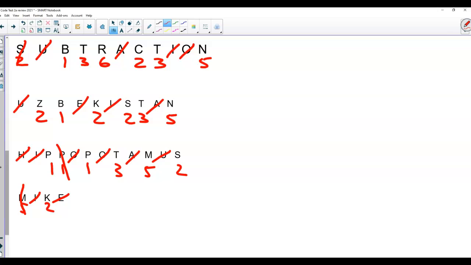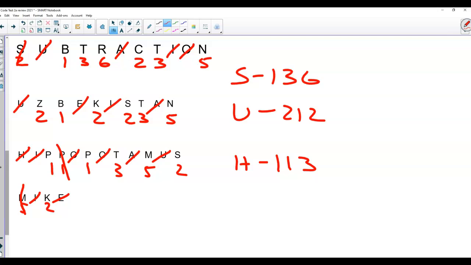Okay. And then we retain the first letter and the first 3 digits. S, 1, 3, 6. These numbers on the back end don't matter. U, 2, 1, 2. H, 1, 1, 3. And the last one is M2. If you don't have 3 digits, you fill them out with zeros.